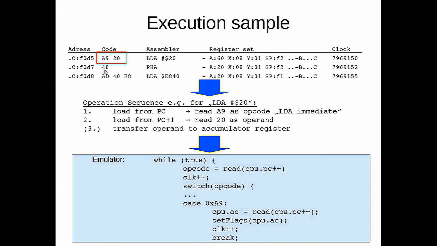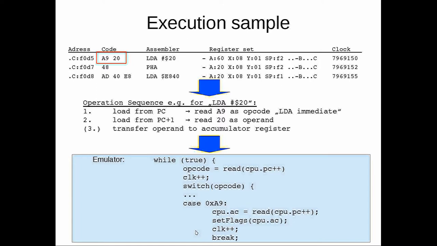So what would an emulator do? We know that the processor actually runs one opcode after the other. It always reads it from the program counter, the PC. So we have a big loop, while true, and then the first step is we read the opcode from the address of the program counter, increase the program counter, increase the clock number, and then depending on the opcode, we do what we have to do. In this case, we read the next value from the program counter, increase the program counter at the same time, set some CPU flags, and also increase the clock cycle, and then we're done.